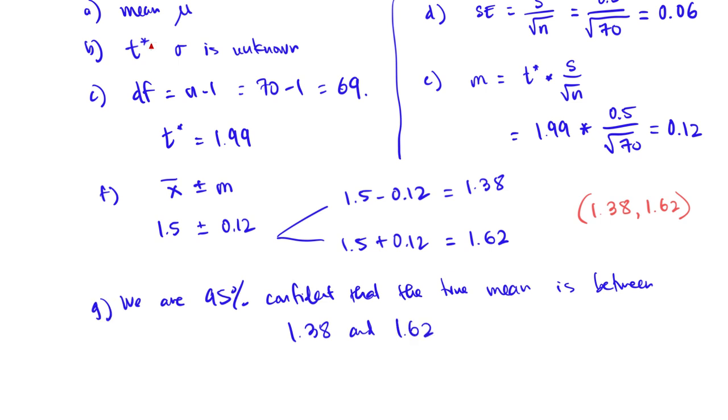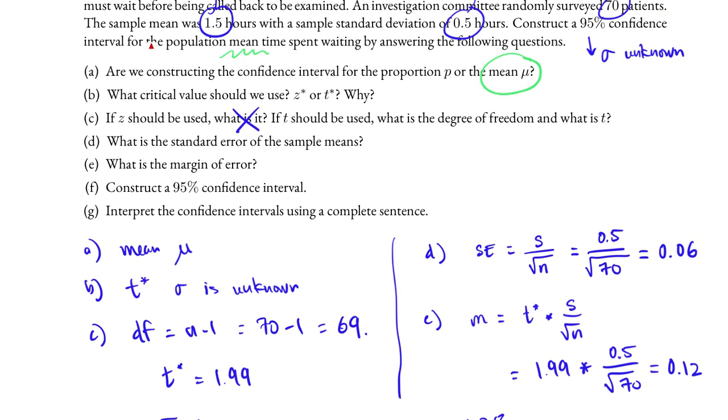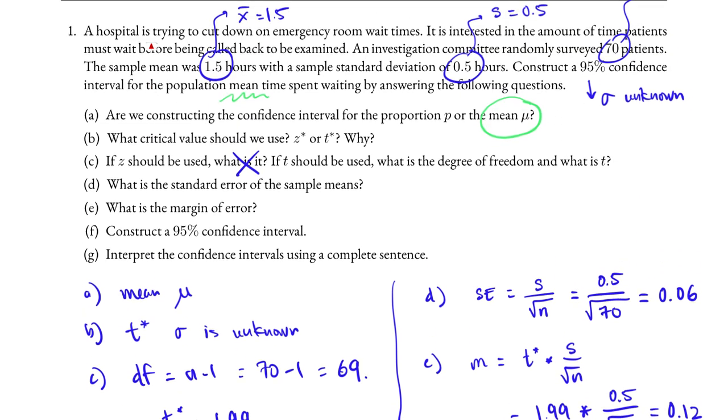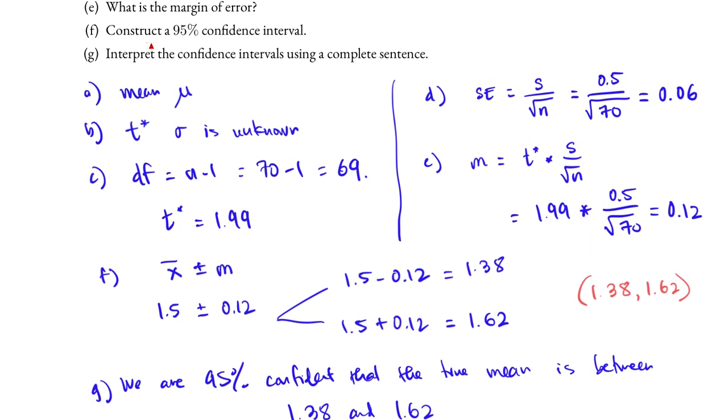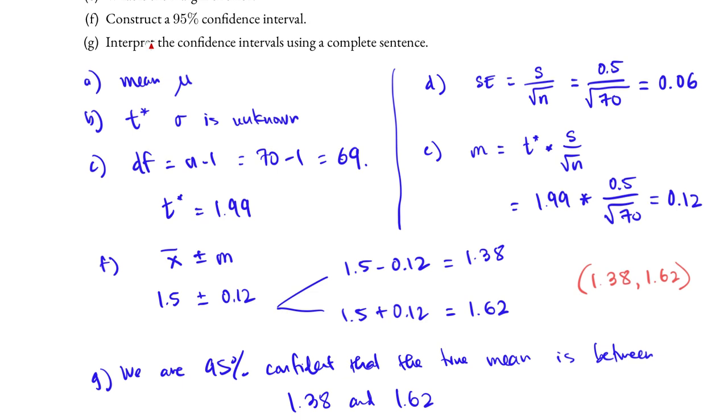And in the context, we might say we are 95% confident that the population mean time spent waiting, we might want to be a little bit specific there, is between 1.38 minutes and 1.62 minutes. What this means is that if we were to construct 100 confidence intervals, 95 of those intervals will have the true mean, which is between 1.38 and 1.62.